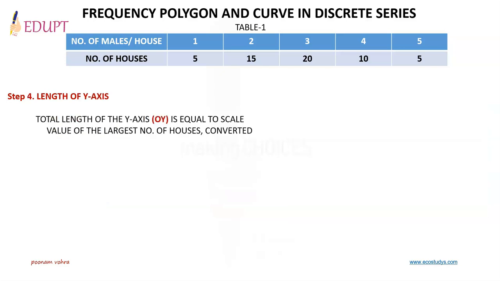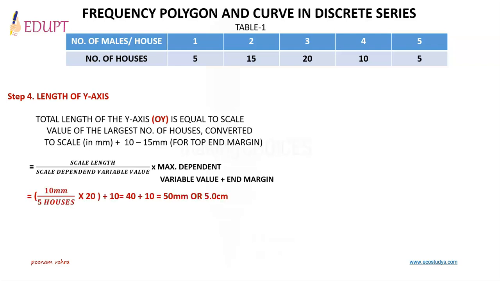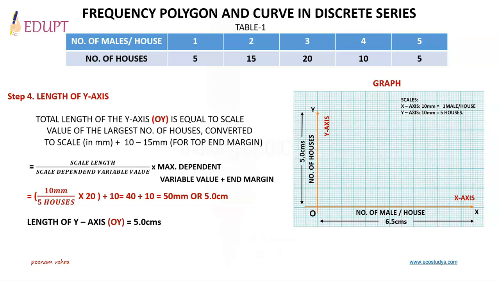Now for the length of y-axis, total length of y-axis is equal to the scale value of the largest number of houses converted to scale in millimeters, plus 10 to 15 millimeters for top end margin. So the formula is scale length divided by scale dependent variable value, multiplied by maximum dependent variable value, plus end margin. Which turns out to be 10 divided by 5 houses, into 20, plus 10, that is 50 millimeters or 5 centimeters. So the length of y-axis is 5 centimeters.